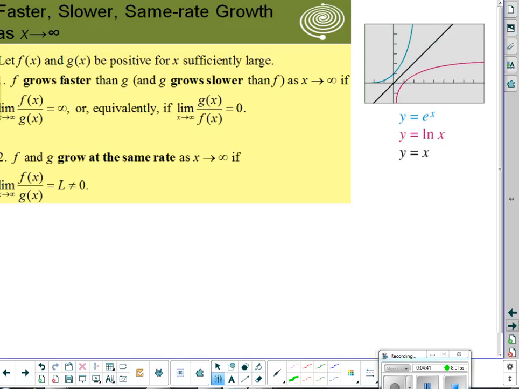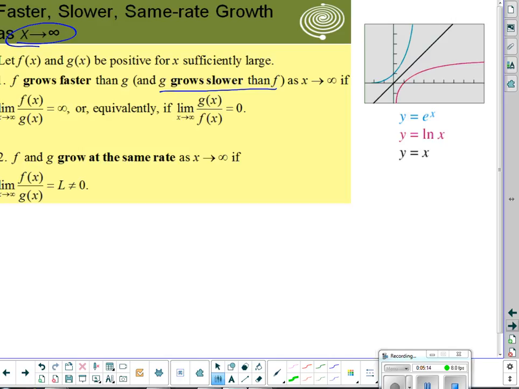Faster, slower, same rate growth, and we're looking at our functions as x goes to infinity. So as we move far to the right of our functions, what is the comparison between f of x and g of x? So just reading this through here, it says let f of x and g of x be positive for x sufficiently large, f grows faster than g, or we could say g grows slower than f, just a different comparison.